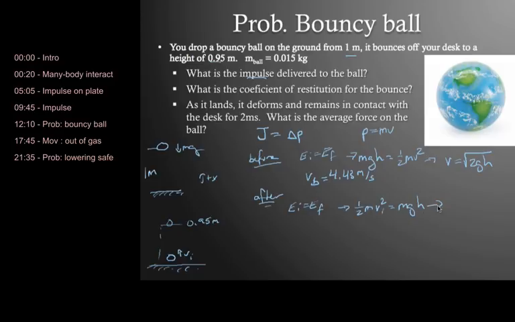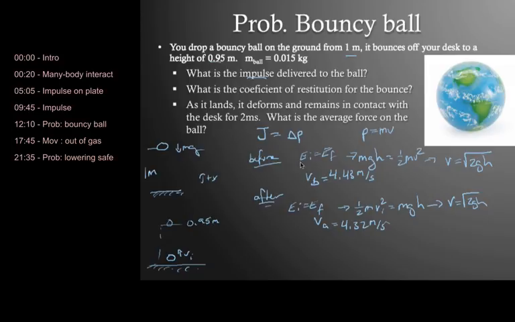So I have the same problem basically. So that v is equal to square root of 2gh. And so my v after the collision is going to be 4.32 meters per second. So now I can work out how my momentum changed.